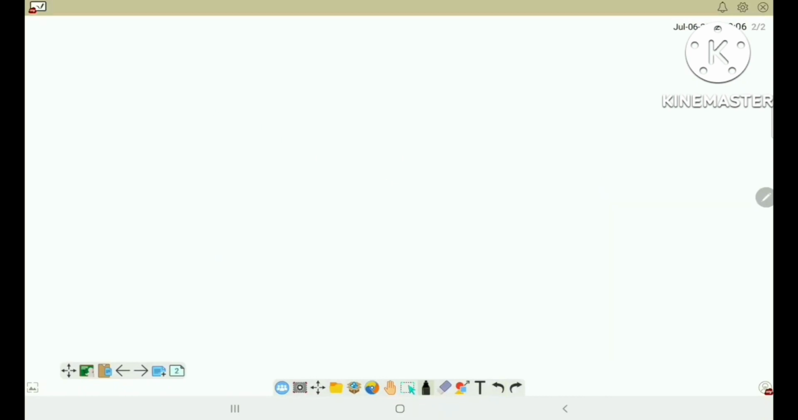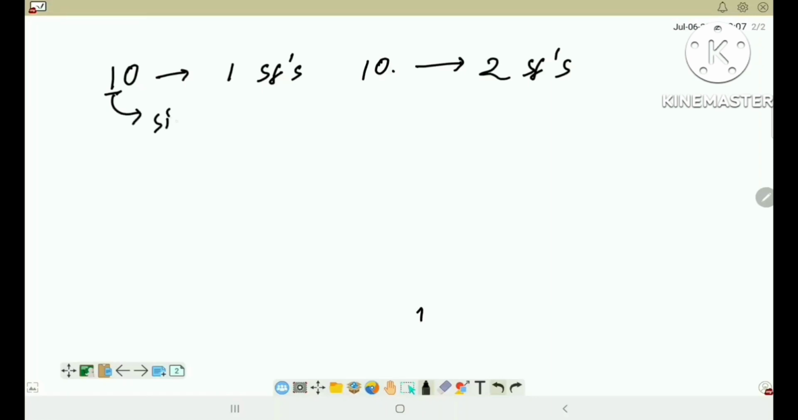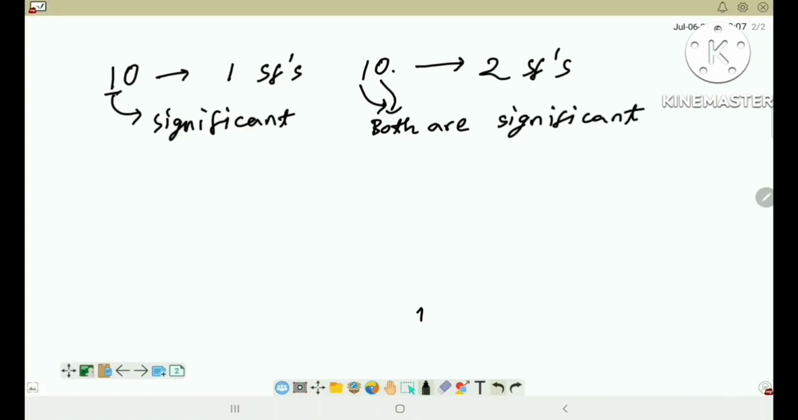If the given number is 10, then it has only one significant figure, that is 1. As 0 is present on the right side of the non-zero digit and at the end of the number, it has only one significant figure. However, if a decimal is put right of the 0, that is, 10., in the second case, it has two significant figures. Both 1 and 0 are significant. Okay?